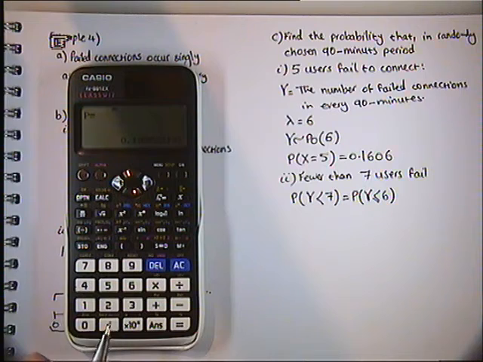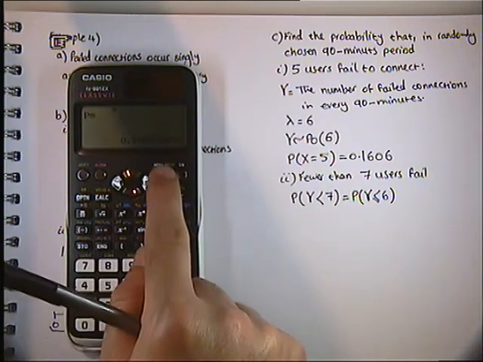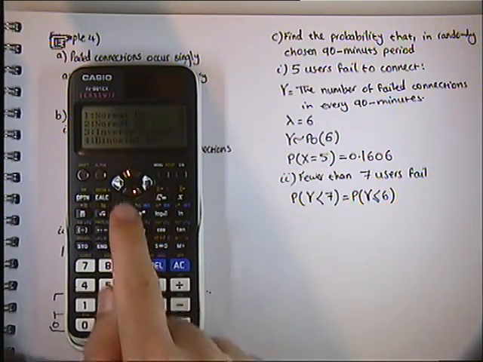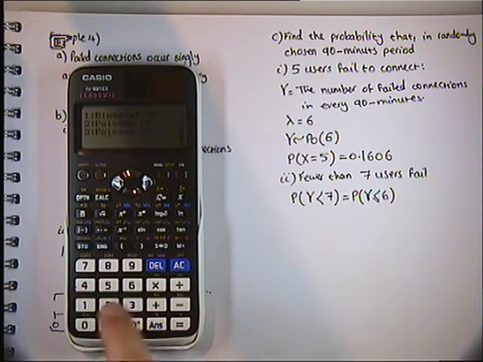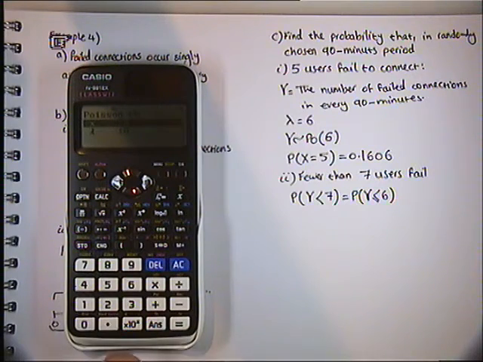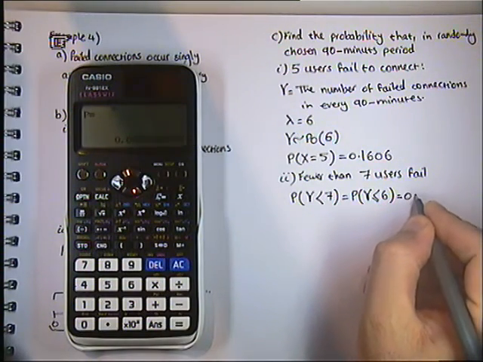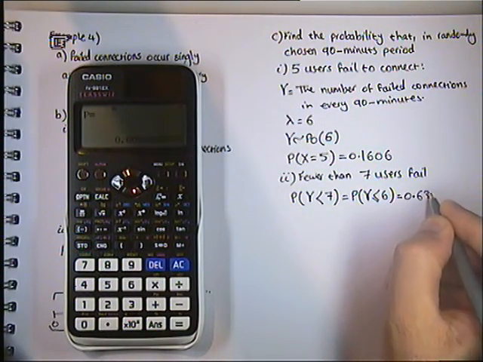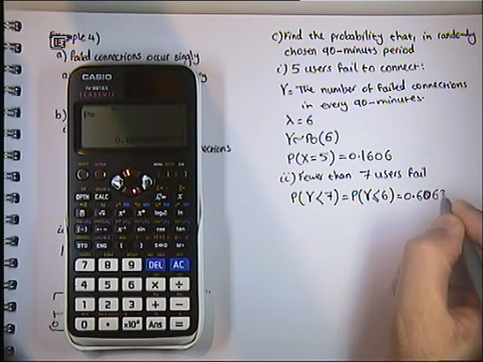Okay, now using the calculator again. We are looking for less than, therefore cumulative distribution, which would be 3, 2, okay, x, in this case y, is equal to 6. However, we don't have an option in our calculator to represent y. Okay, and lambda is equal to 6 again, which gives 0.6063.